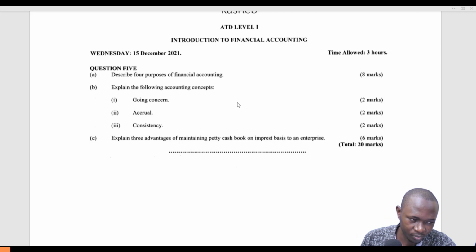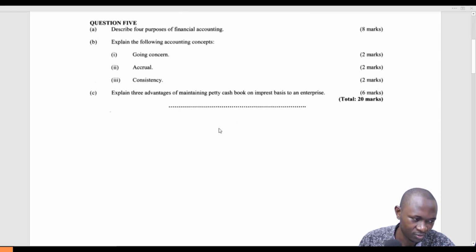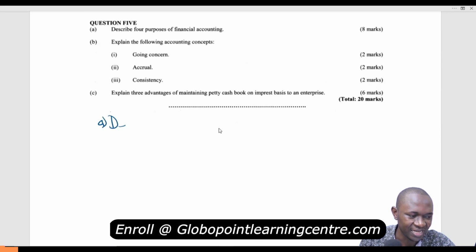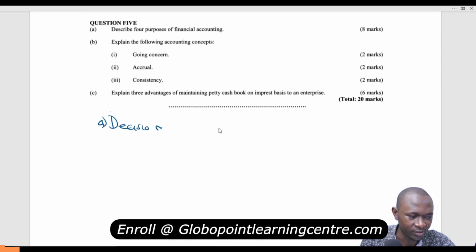So describe 4 purposes of financial accounting. There are so many reasons why financial accounting is important. And the first purpose of financial accounting is that it aids in decision making.